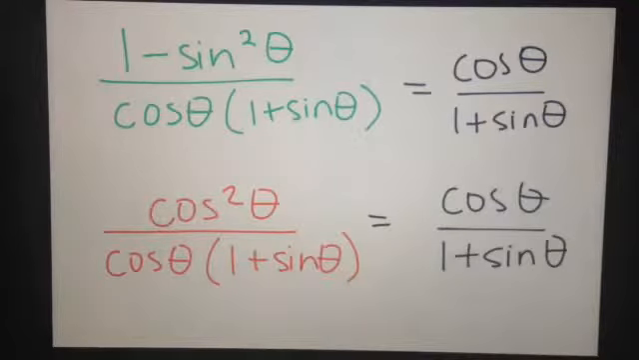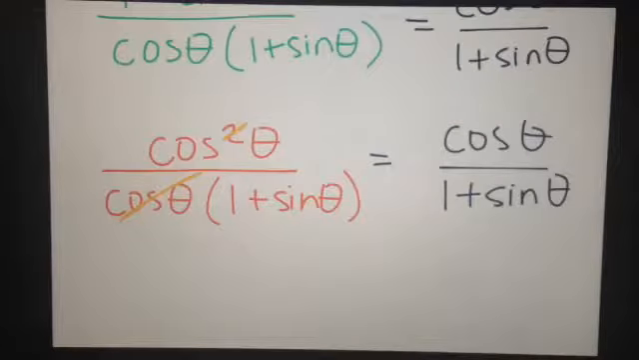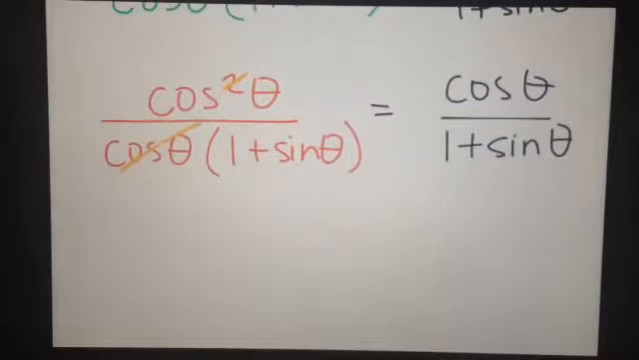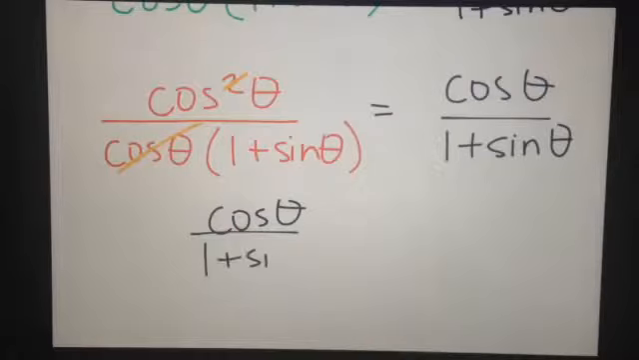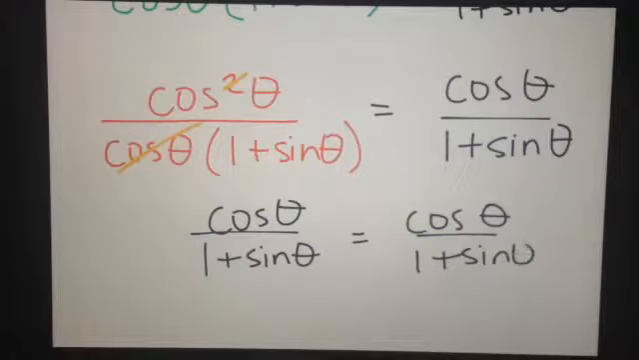Okay, so now what I've got is a cos on the bottom that can cancel out with one of the coses on the top, and you can see I just proved it. Now I have cos theta on the top over 1 plus sine theta equals cos theta over 1 plus sine theta. So I'll go ahead and write down my final simplification here. And it's all proved. That's a check.